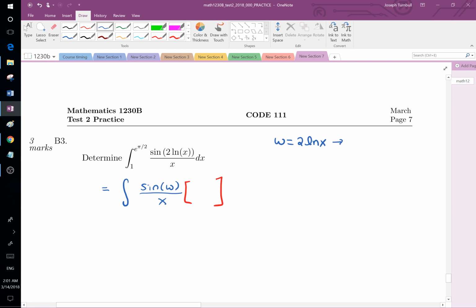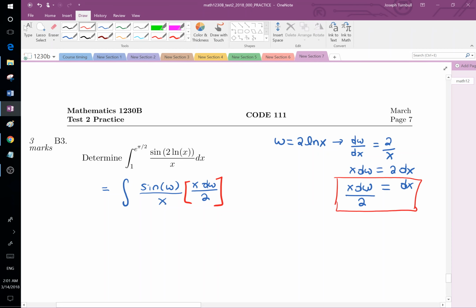For the dx, take the derivative of w. dw by dx is 2 times 1 over x, 2 over x. Now cross multiply. x dw is equal to 2 dx. Now divide both sides by 2. dx is equal to x dw over 2. So x dw over 2. Which is excellent news. It's wonderful news because there's an x on top that cancels with that x on the bottom, and the old variable is completely gone. We have an integral in terms of only the new variable.